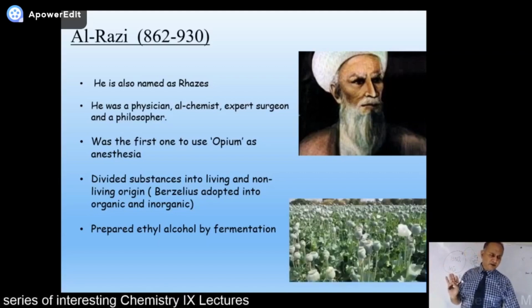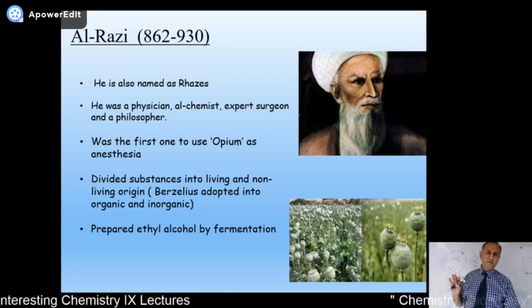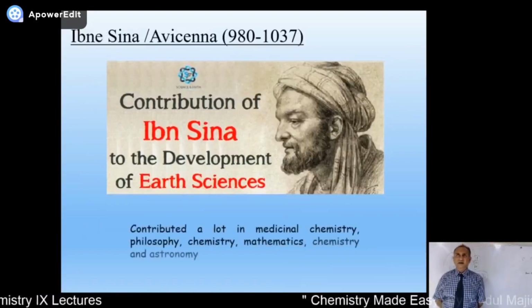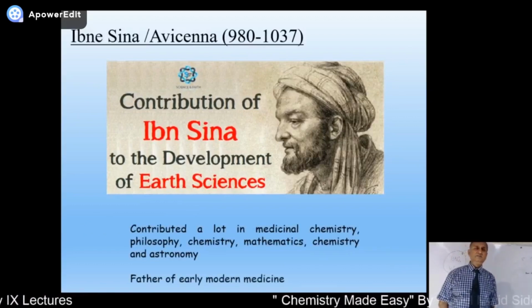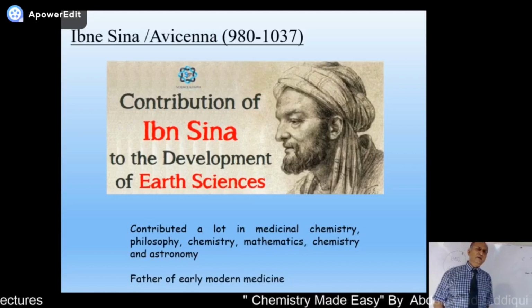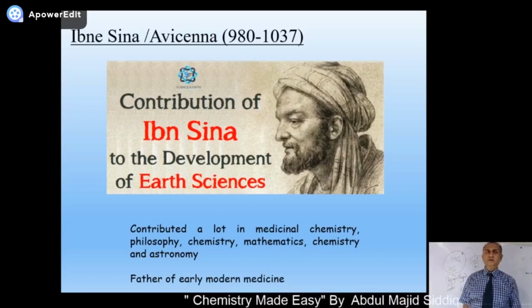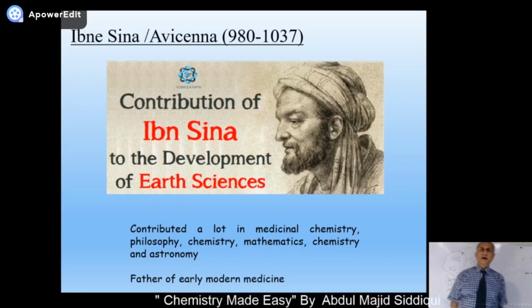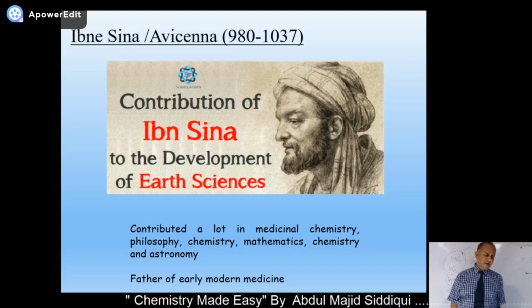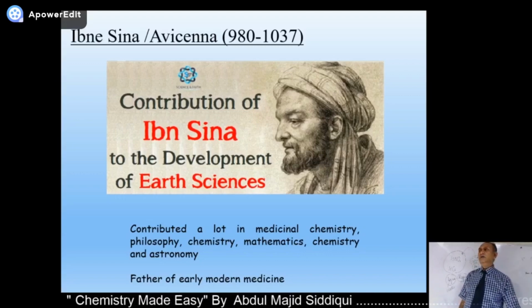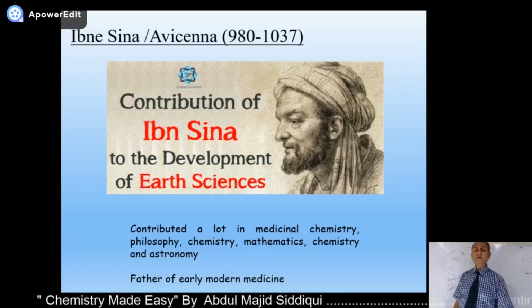Okay, now let's proceed further. You can see on the screen, this is the opium crop, latex plant, and you can see the flower there, opium. Now the next is Ibn Sina or Avicenna. In our book, only a contribution is mentioned there. He was a very prominent writer, and he worked a lot on earth sciences, and plus chemistry, philosophy, mathematics, astronomy, etc. And you can say that he was the first or the father of early modern medicine.